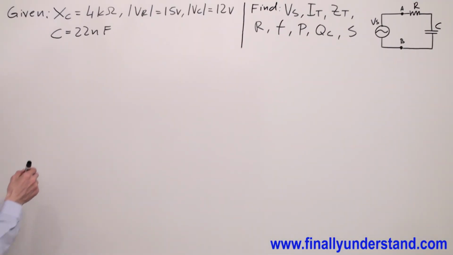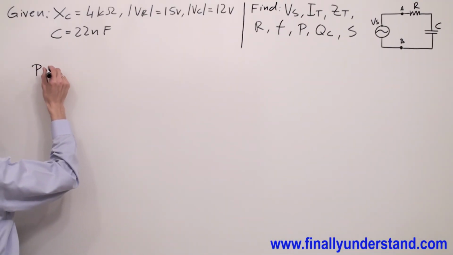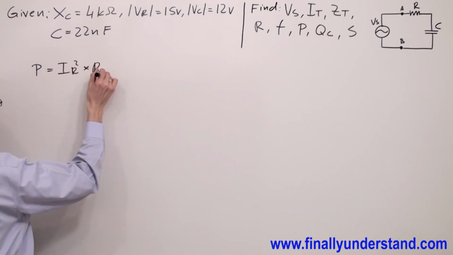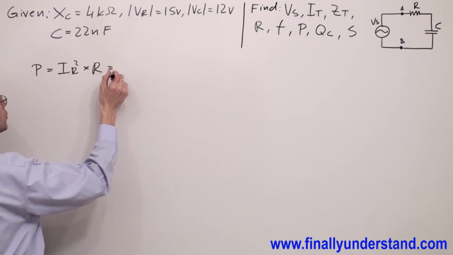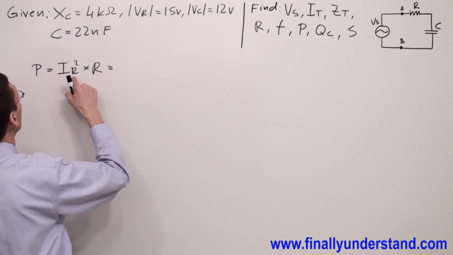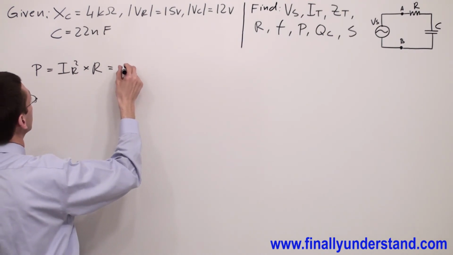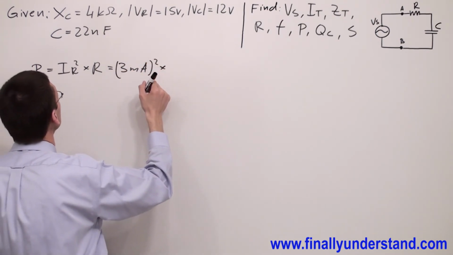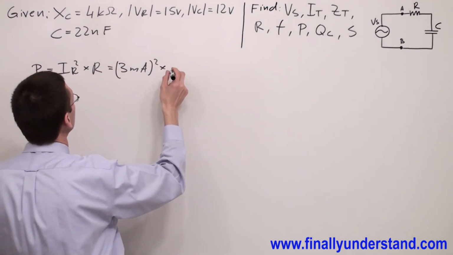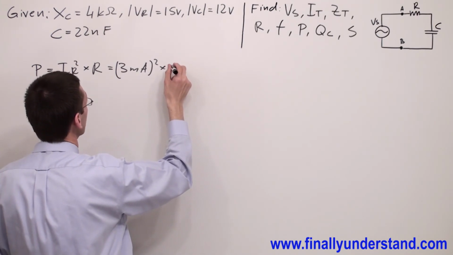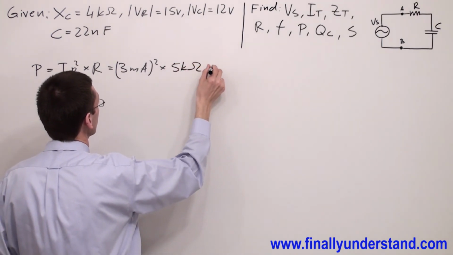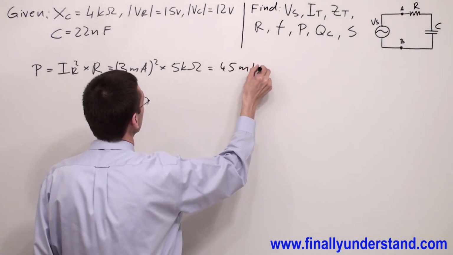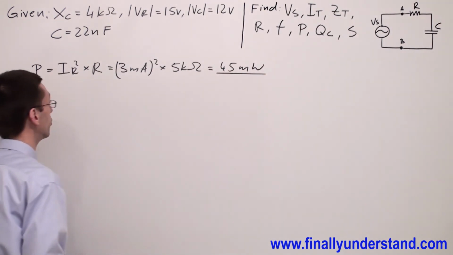Next, we're supposed to find the true power. True power is equal to IR squared times the resistance. IR is equal to 3 milliamps, raised to the second power, times the resistance. We found the resistance and it was equal to 5 kiloohms. This is equal to 45 milliwatts. And this is my true power.